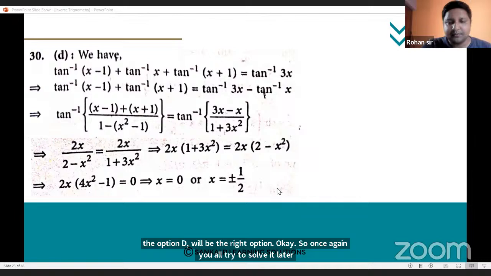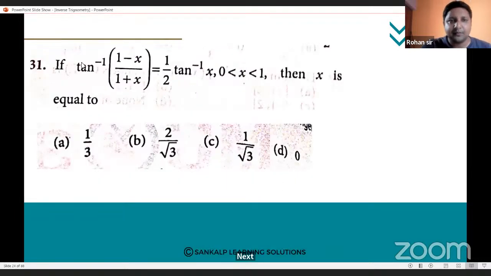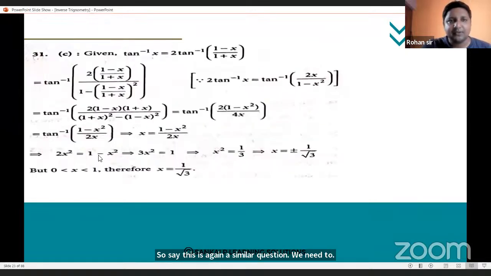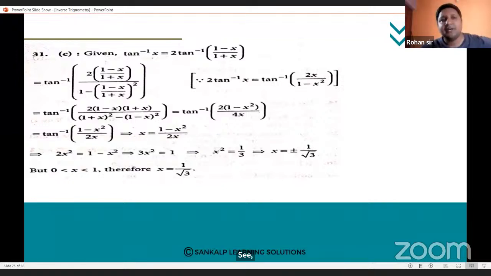Next, question number 31. If tan inverse of (1 minus x upon 1 plus x) is equal to 1 by 2 tan inverse x, where x is greater than 0 and less than 1, then x is equal to what? This is again a similar question. We need to simplify, pay attention here. We shift the 2 and get tan inverse x equal to 2 tan inverse of (1 minus x upon 1 plus x).